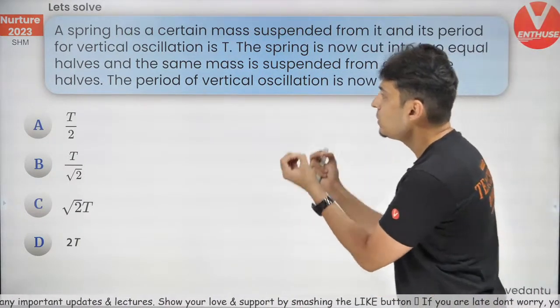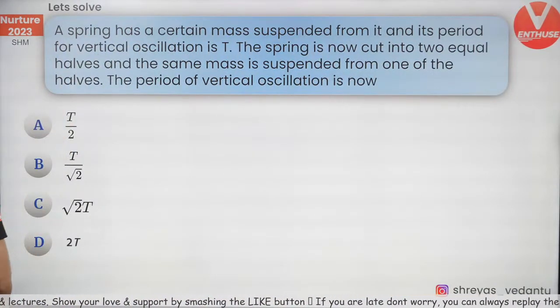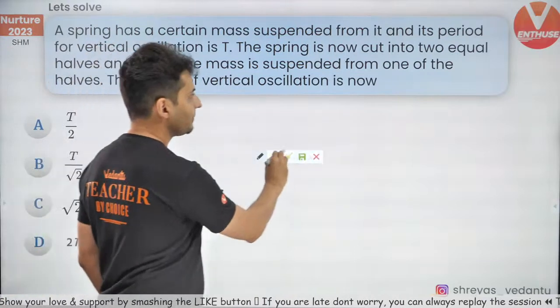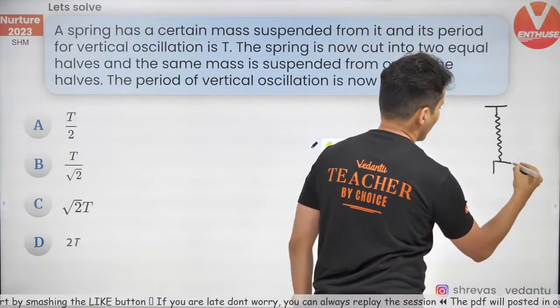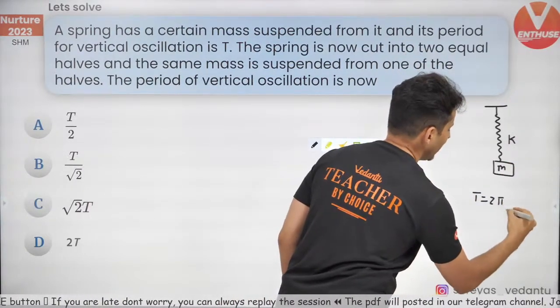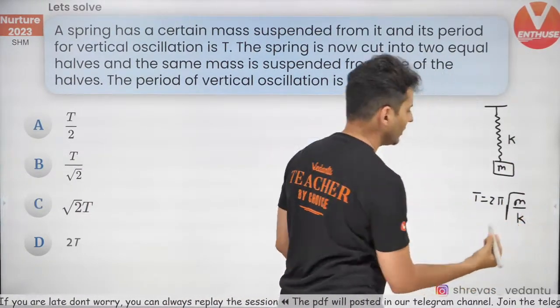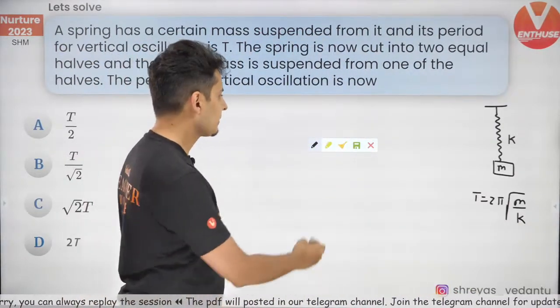What will be the new time period for oscillation? I'll tell you what this question actually means. You have a spring mass system. This is K, this is M. The time period was 2 pi under root M by K. We all know that. Time period for a spring mass system is 2 pi under root M by K.